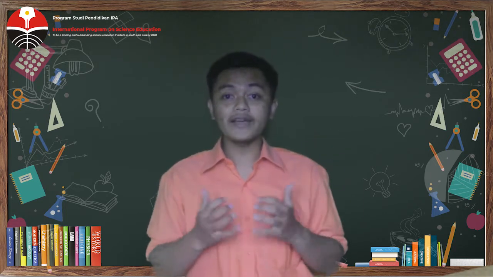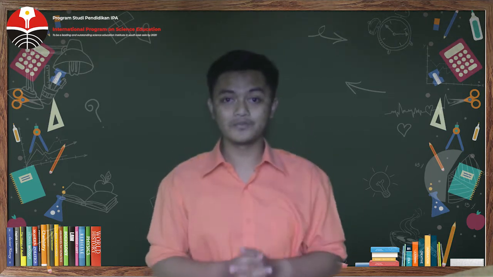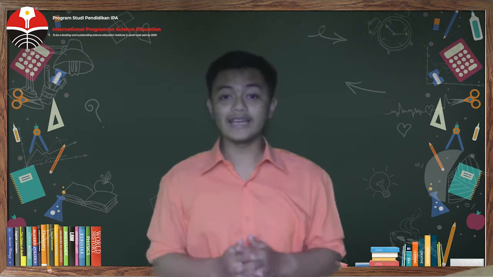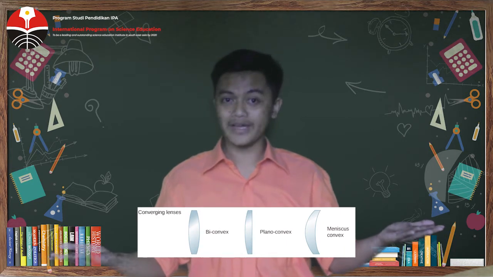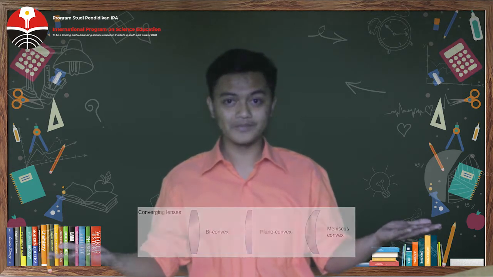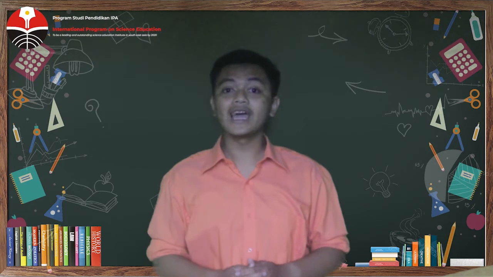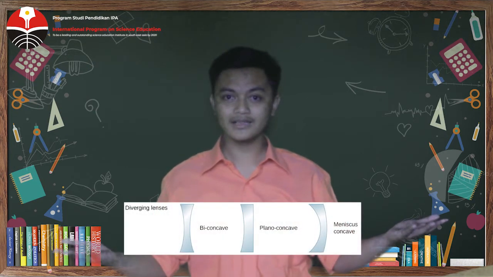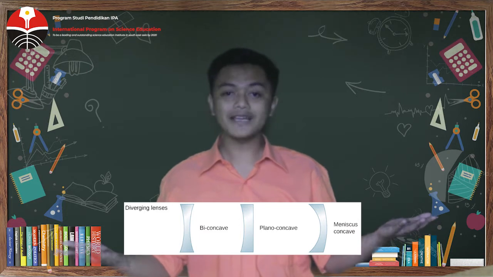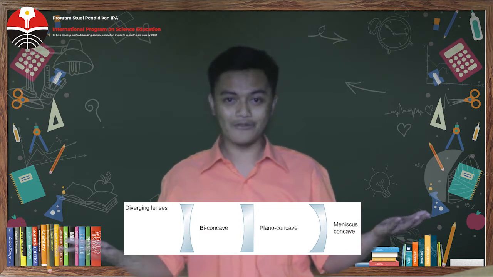Now, the concave lens and the convex lens each have three types. The convex lens has three types, which are biconvex, plano-convex, and meniscus convex. And the concave lens has three types too, which are biconcave, plano-concave, and meniscus concave.